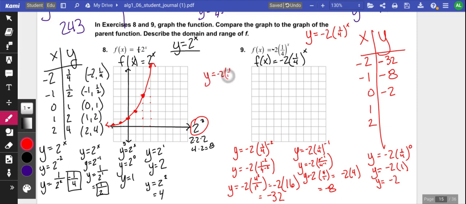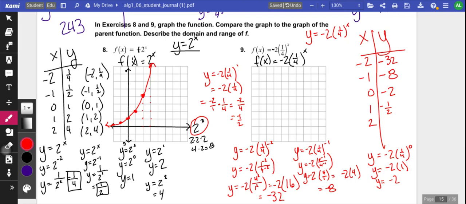-2 times 1/4. This is getting taken to the first power. That really doesn't change anything. Anything to the first power is just itself. So 1/4 to the first power is just 1/4. Okay, if I want to multiply these two fractions, I could write it out like this. -2/1 times 1/4. Okay, -2 times 1, so -2/4, which simplifies to -1/2. Okay, get that in for my y.